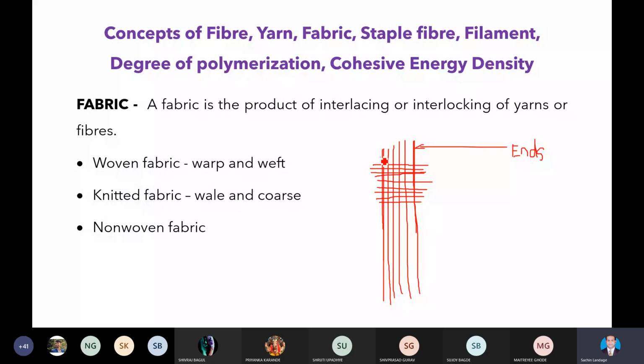So this is called warp, and this is called weft. Clear? This is the most consumed fabric, the woven fabric. We use it for shirting, suiting, or whatever our dress material, and home textiles, meaning our bed sheets, pillow covers, curtain fabric. That particular fabric is a woven fabric.